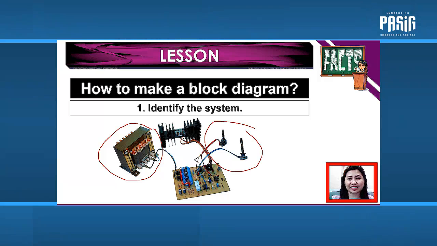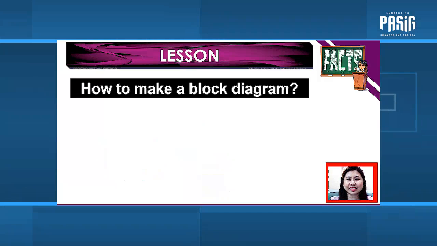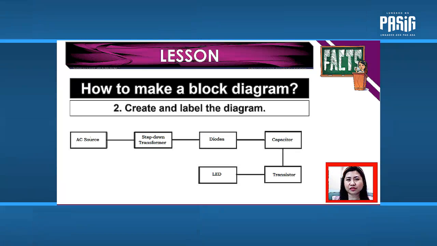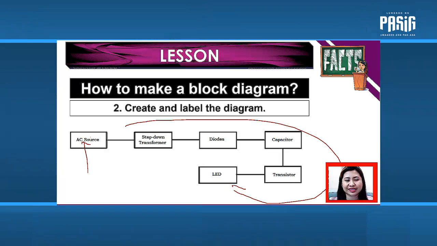Identify the circuit. Second step is for you to create and label the diagram. Start by drawing the boxes and connect it with lines. Write the first component on the first box and up to the last box.